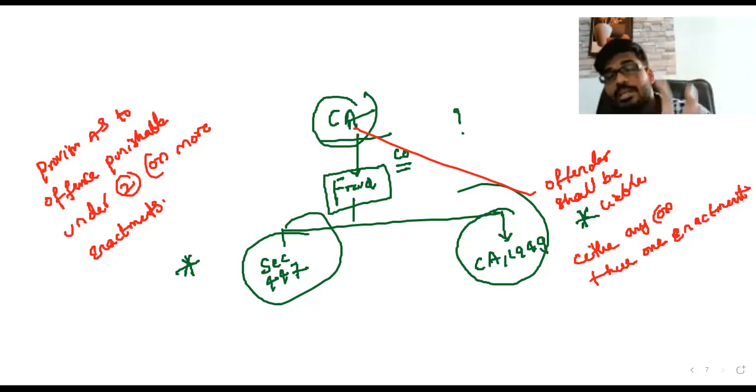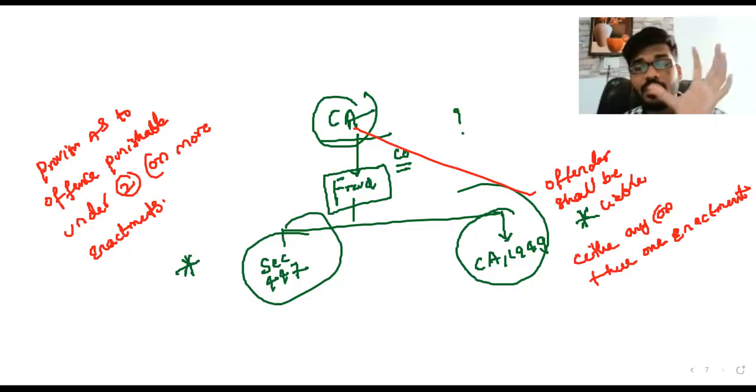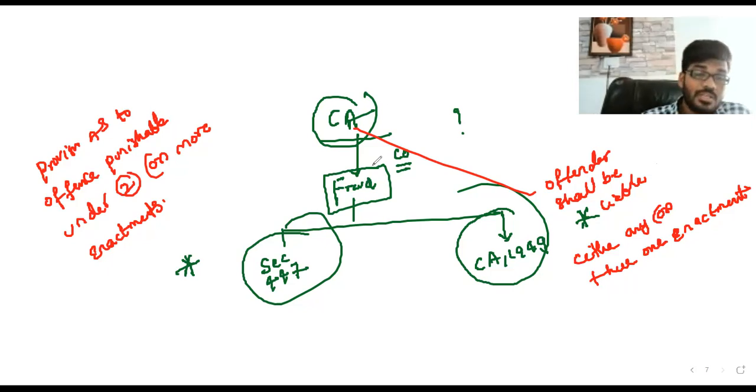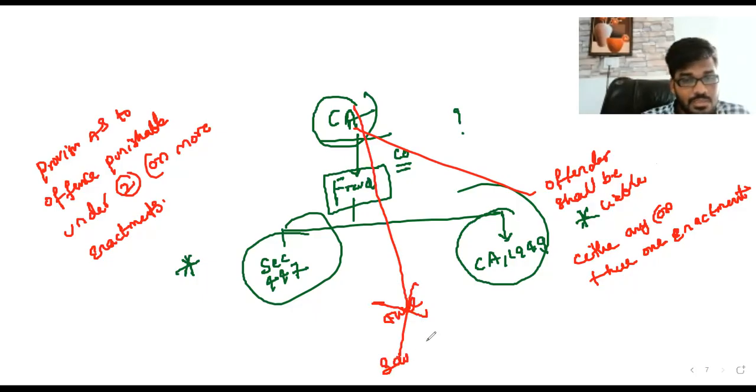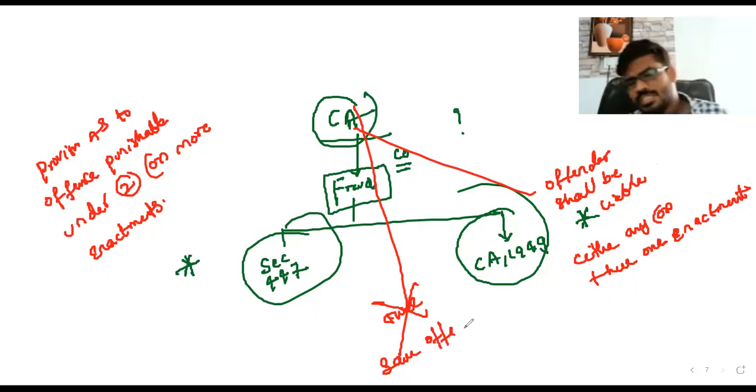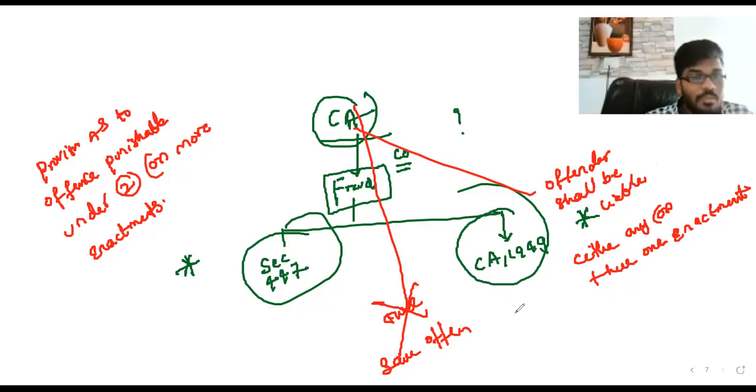Out of these two enactments, the person is punishable under any one of the enactments only, not for both. Twice punishment is not possible. Punishing twice for the same offense is not allowed. Whether it's a company or chartered accountants, out of any one only is punishable for the same offense.